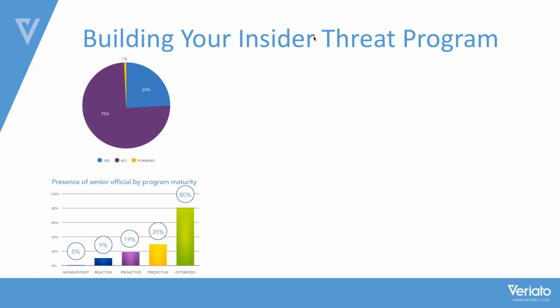And then we also asked of the 24% in the upper right-hand corner of the pie chart that do have a program, if they had a senior official, someone who's designated in the organization who heads up the program, and it doesn't necessarily have to be someone in IT. And you can see there that as the program maturity increases, so does the percentage of organizations having a presence of a senior official.